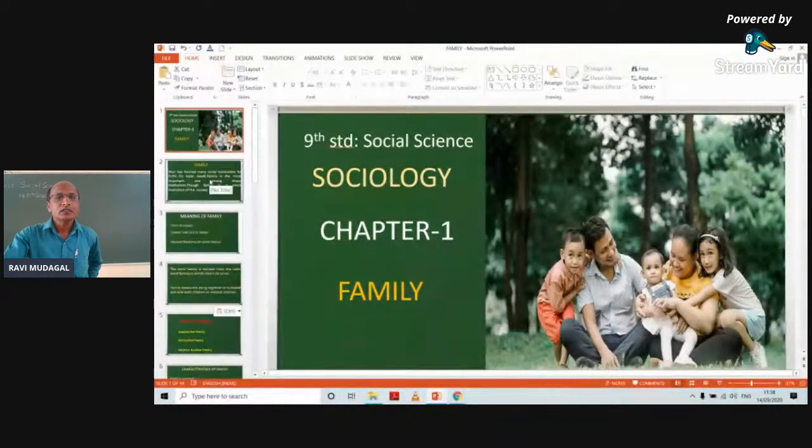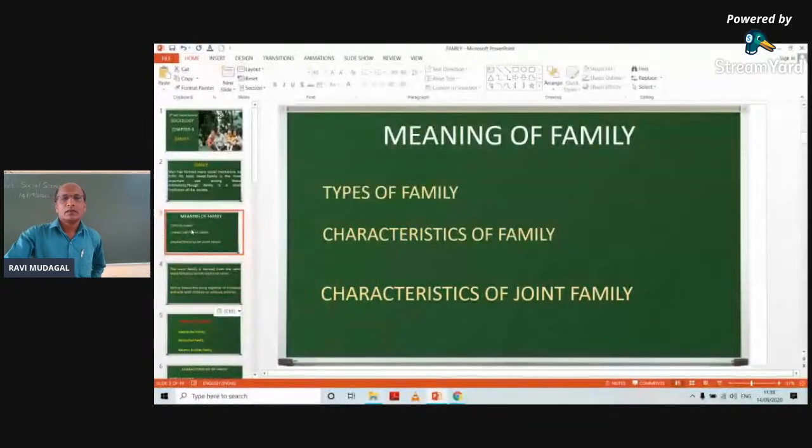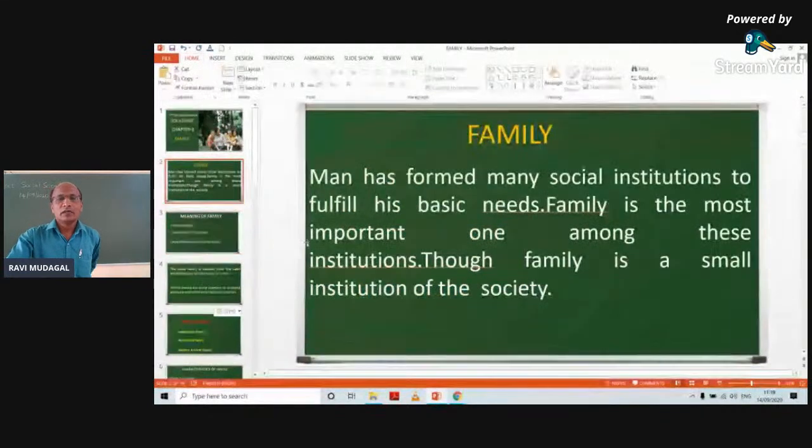Now, let's move on to the next important aspect, the meaning of family. After that, we will study types of family. After that, characteristics of family. After that, characteristics of joint family. Right. Now, dear children, let us understand the meaning of family. What is the meaning of family?